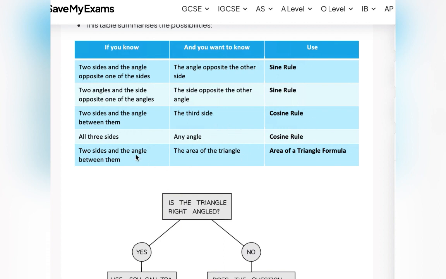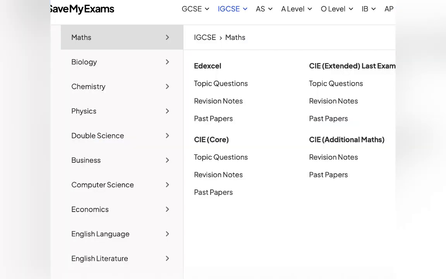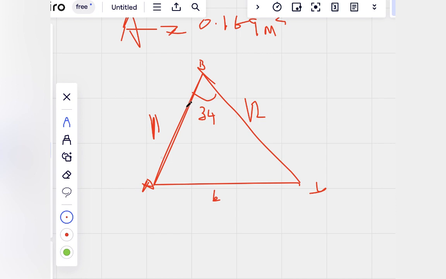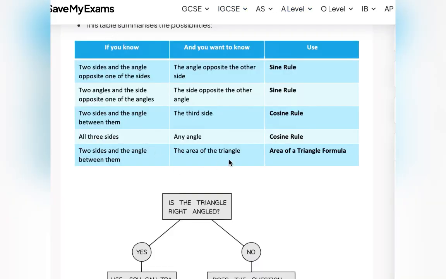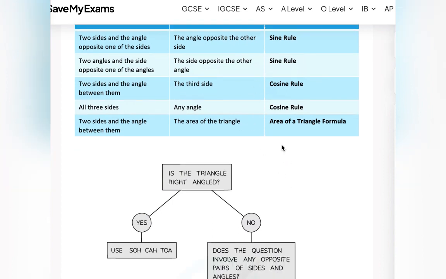And then when you know two sides and the angle between them and you are looking for the area of the triangle, just like the one we've shown here, you know this side and this side, and you know the angle between them. They are not asking you to find a side, they are asking you to calculate the area of the triangle. If they are asking you to calculate the area, you're going to use the area of triangle formula in trigonometry. So these are the conditions and the formula to use in this topic.